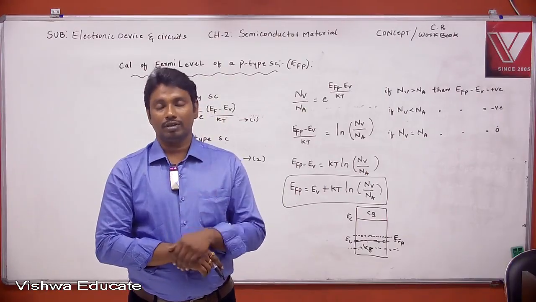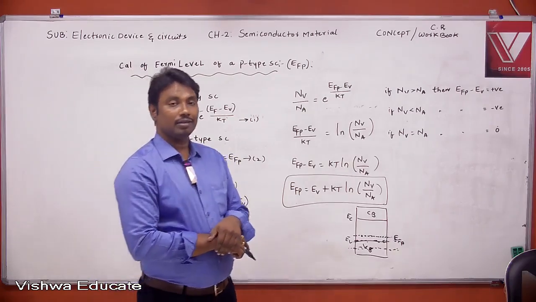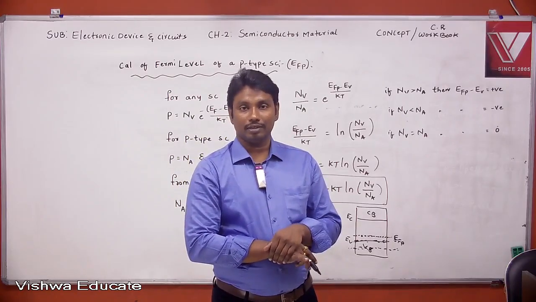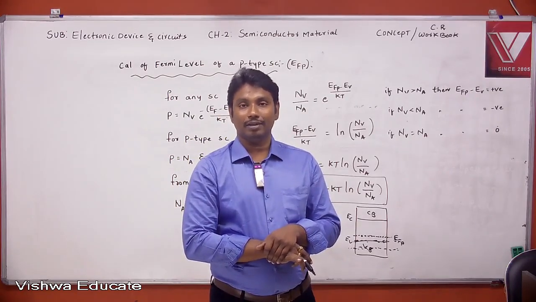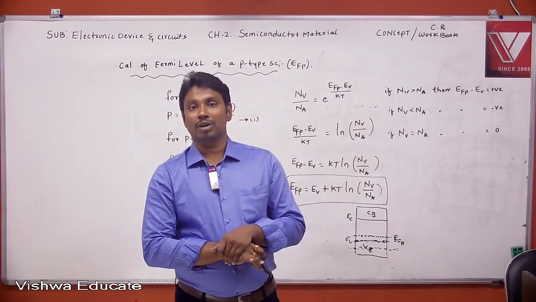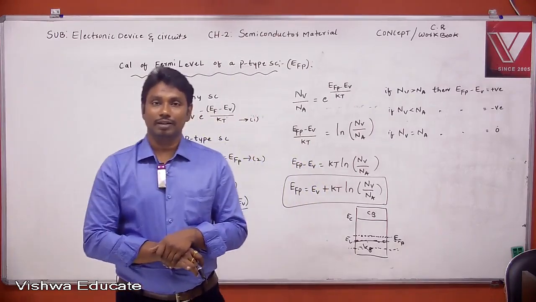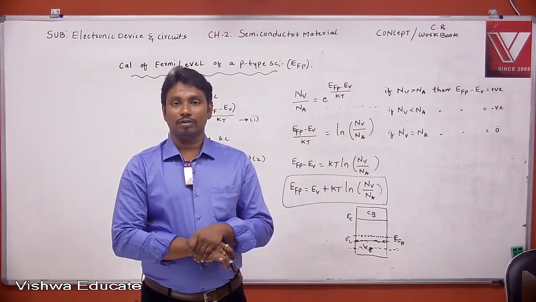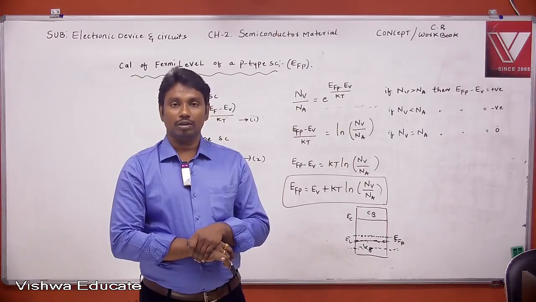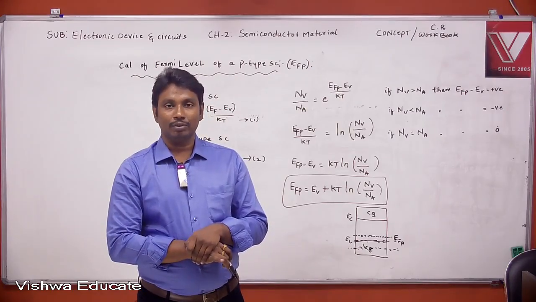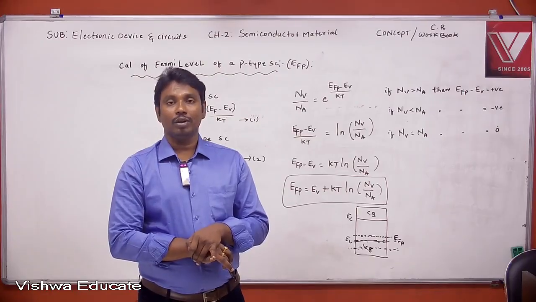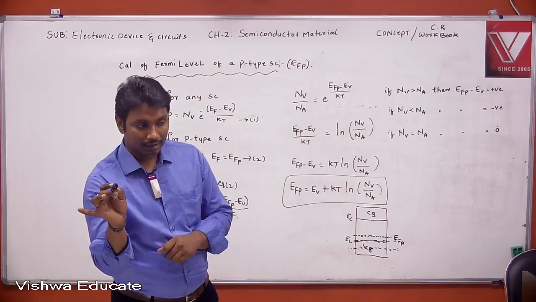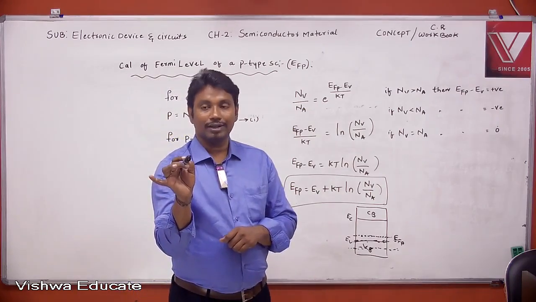Next point. The Fermi level lies above the valence band. Such a semiconductor is called a lightly doped or non-degenerate p-type semiconductor. Underline lightly doped, non-degenerately doped.